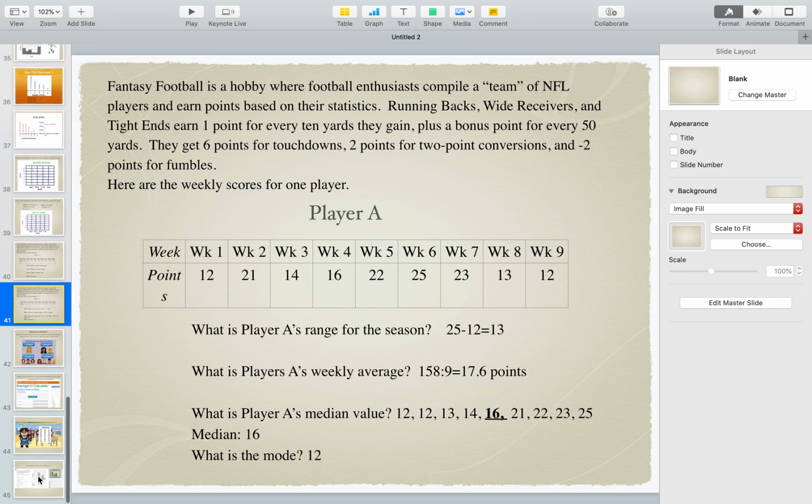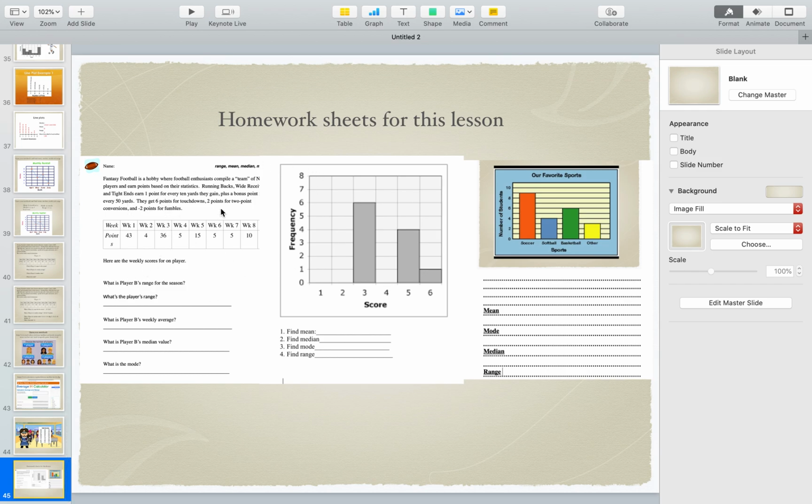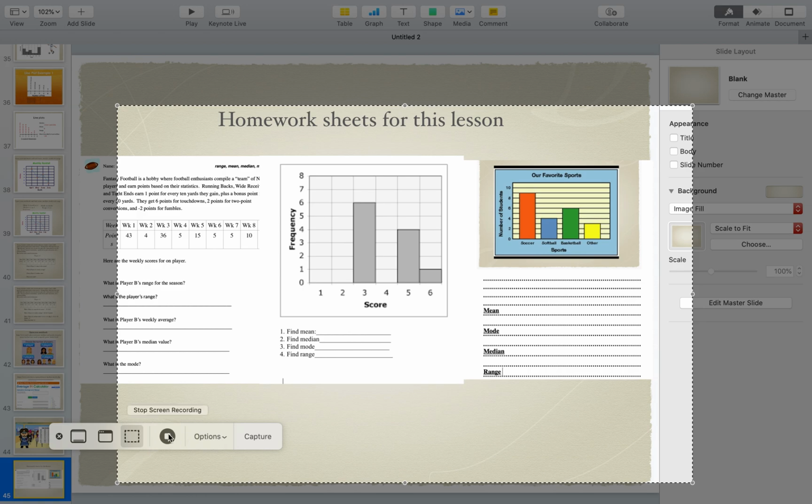Now, your homework is to do this. So this is the question for your homework. This is player B, okay? So you need to do the same thing for player B. And then you need to look at this one and write down mean, median, mode, range, and the same for this one. So this is your homework, guys, and I will see you next time.